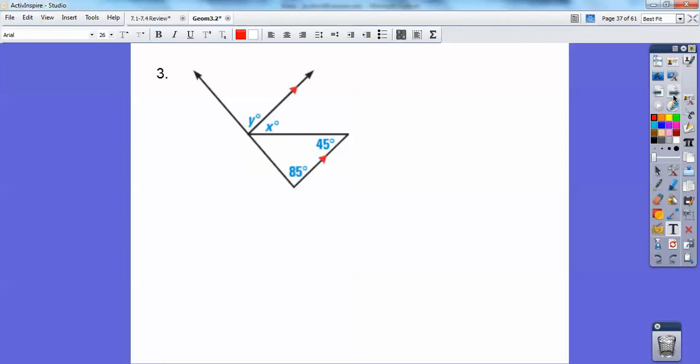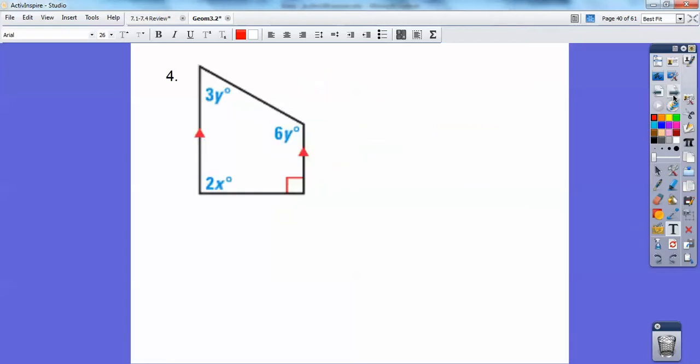Okay, here's another one. On this one, you've got parallel lines. So there are my parallel lines. I'm going to look at those congruent corresponding angles. So y equals 85. And to get x, I'm going to look at those alternate interior angles. So x equals 45. Now I know I'm going fast, but you guys can pause this anytime you want. Okay, here's number 4.